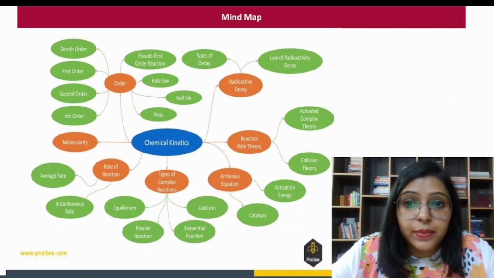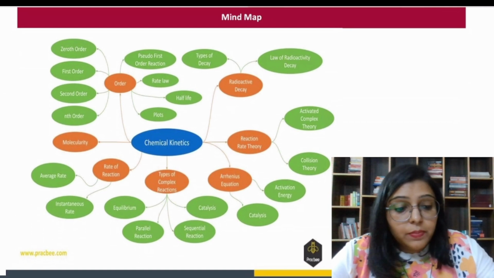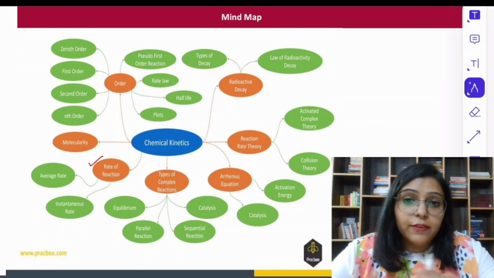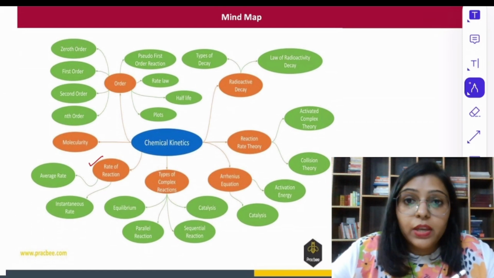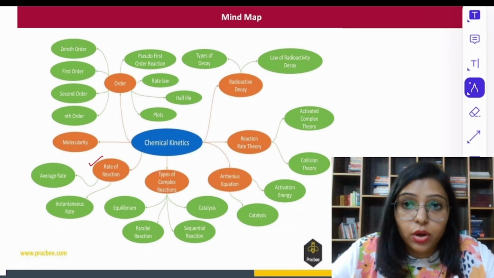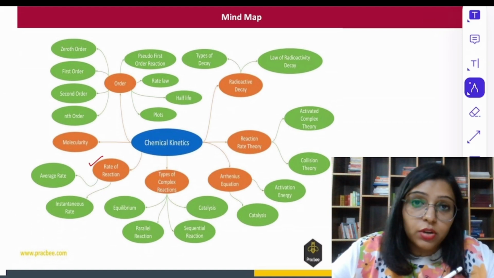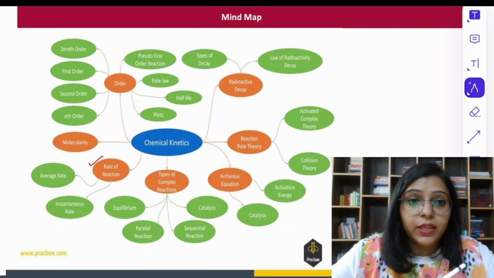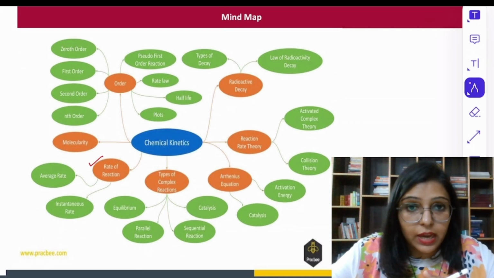Okay, now let's discuss the mind map. So first of all, chemical kinetics. In the chemical kinetics, first we are going to discuss the basics, right? So in the basics, we are going to discuss rate of a reaction, right? Rate of a reaction. So we have 2 types of rate of a reaction: average rate and instantaneous rate. Okay, then we have order. So in order, we have 0th order, first order, second order, nth order, right? Pseudo first order reaction. We have rate law. We can find out the order from the half-life, right? And we can have different plots with respect to the order of a reaction.